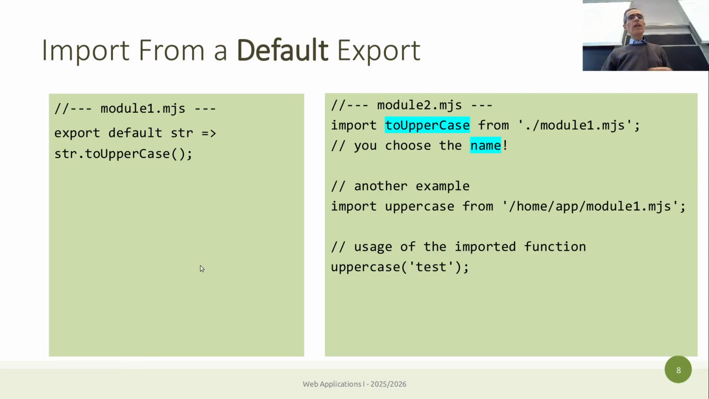Okay, so one file and another file, two files, module 1, module 2. Okay, so one exports something. In this case, it's a default export, and on the right, import, you give a name to the default export from, and you need to put the path to the file that contains what you want to import. Okay? Another example, you can use a relative path, absolute path.